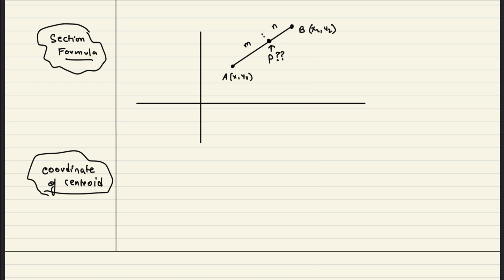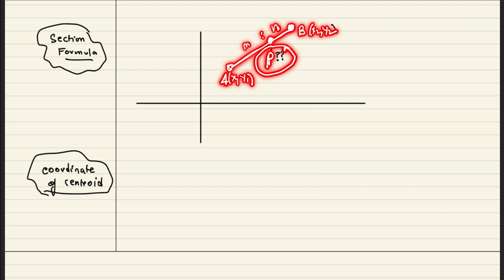So what is the section formula? Well, suppose you have a segment AB. And you have a point P in that segment which divides AB into m:n ratio. Now you know the coordinate of A, which is x1, y1. You know the coordinate of B, which is x2, y2. You want to know the coordinate of P. What is the coordinate of P?